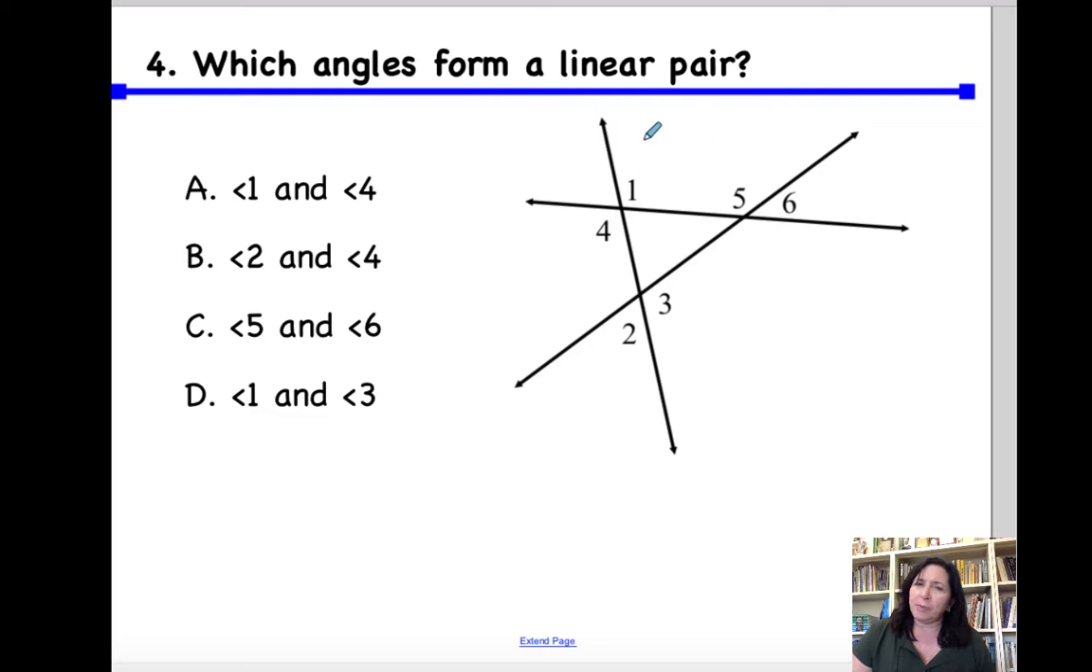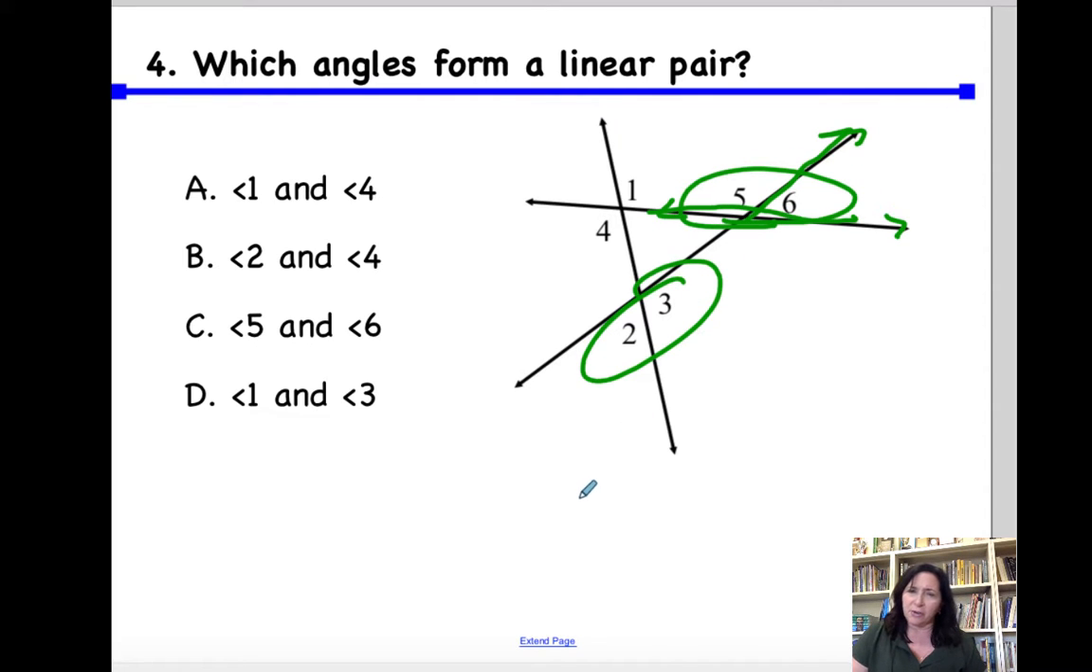Which angles form a linear pair? Remember, a linear pair is two angles that share the same side but also add up to 180 degrees. So 5 and 6 are a linear pair, and so are 3 and 2. But there's no 3 and 2 here, so that's out. We would just say angles 5 and 6.